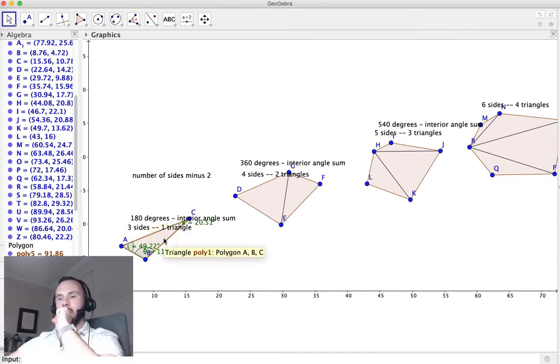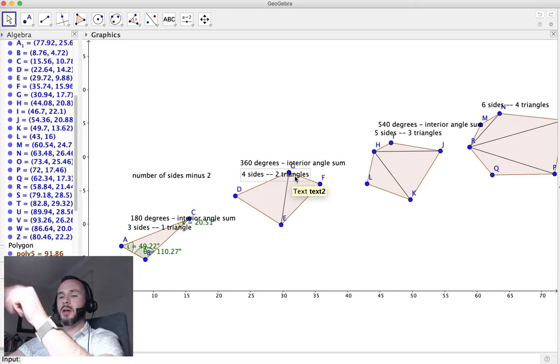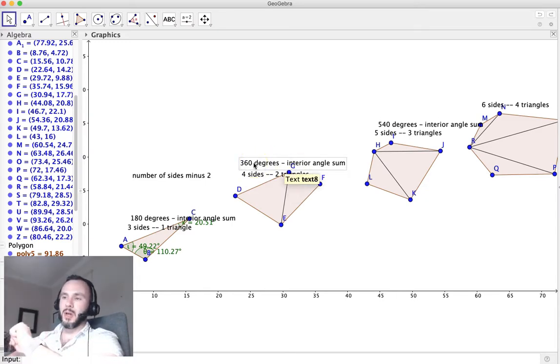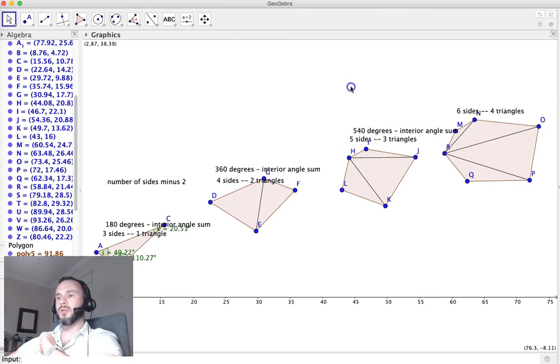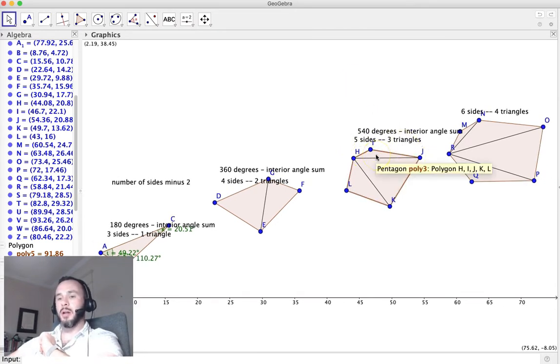When you have one triangle, when you have 3 sides, it gives you one triangle. That triangle has 180 degrees interior angle sum. When you have 4 sides, it gives you 2 triangles. Each one of them has 180 degrees, so that means together you get 360. 5 sides gives you 3 triangles, each which has 180 degrees, so your total interior angle sum is 540. This is going to continue, okay?